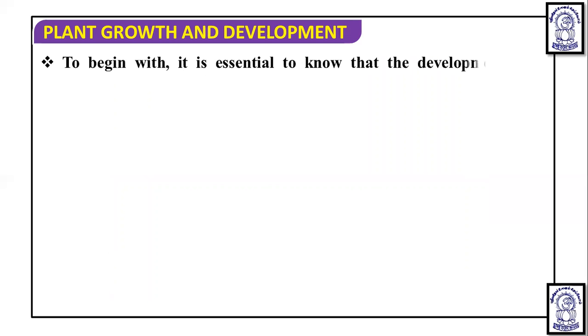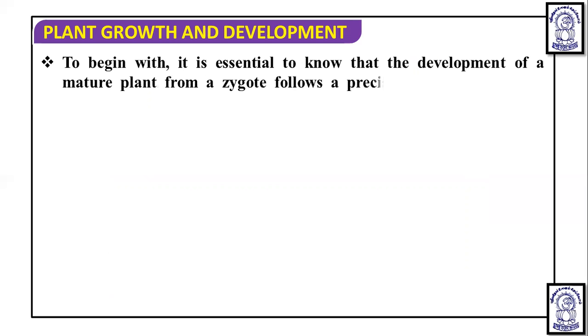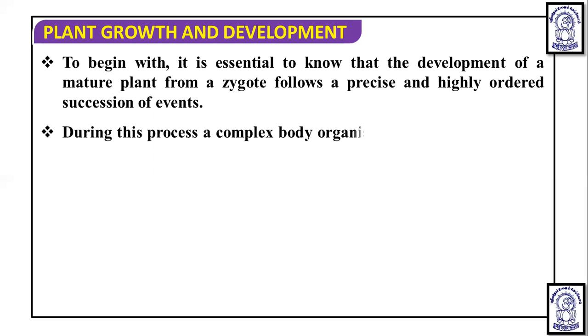So to begin with, it is essential to know the development of a mature plant from the zygote. And obviously the zygote is present in the seed, and seed germination is going to form a whole mature plant. This development from zygote to whole plant follows a precise and highly ordered succession of events, and all these events will lead to the formation of this particular plant.